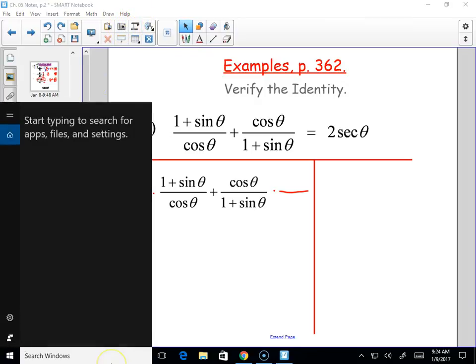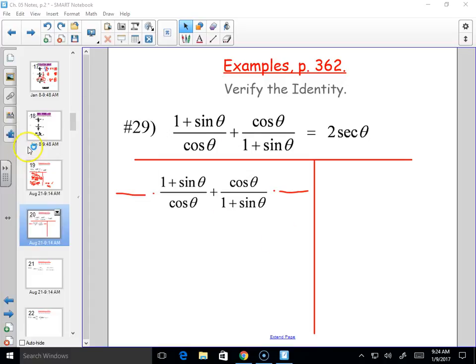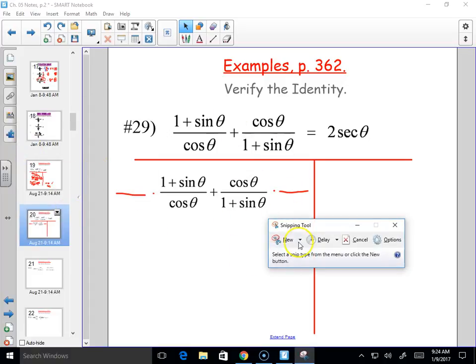You know what, let me use the snipping tool. That'll be easier, and it won't kill your ears every time I use it. You're welcome. If it actually opens. Okay.